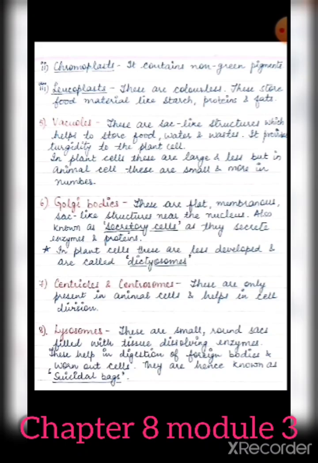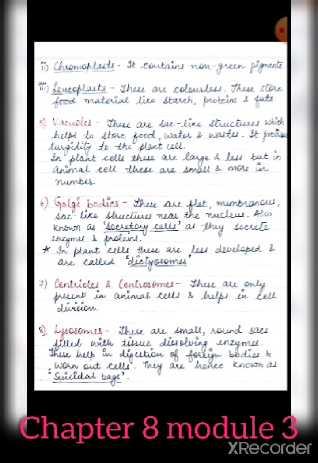Then third one is leucoplasts. These are colorless. These store food material like starch, proteins and fats. So leucoplasts do not have any color. Chloroplasts have green color. Chromoplasts have color other than green, meaning besides green. Then leucoplasts are colorless. These just store the food material in the plant, that is starch, proteins and fats.